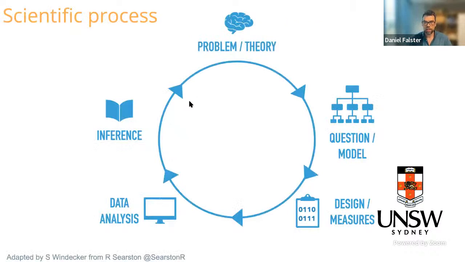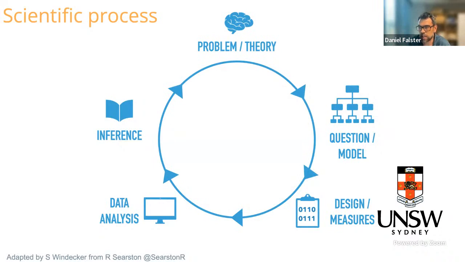Okay, so here's one view of what the scientific process looks like. We start with some sort of problem or theory that we want to test, or a problem we want to solve. We come up with a more specific question of how to advance knowledge. We design our study, we collect data, we do the data analysis, we do the inference, we learn about answers to our problem, and then the cycle goes round again.